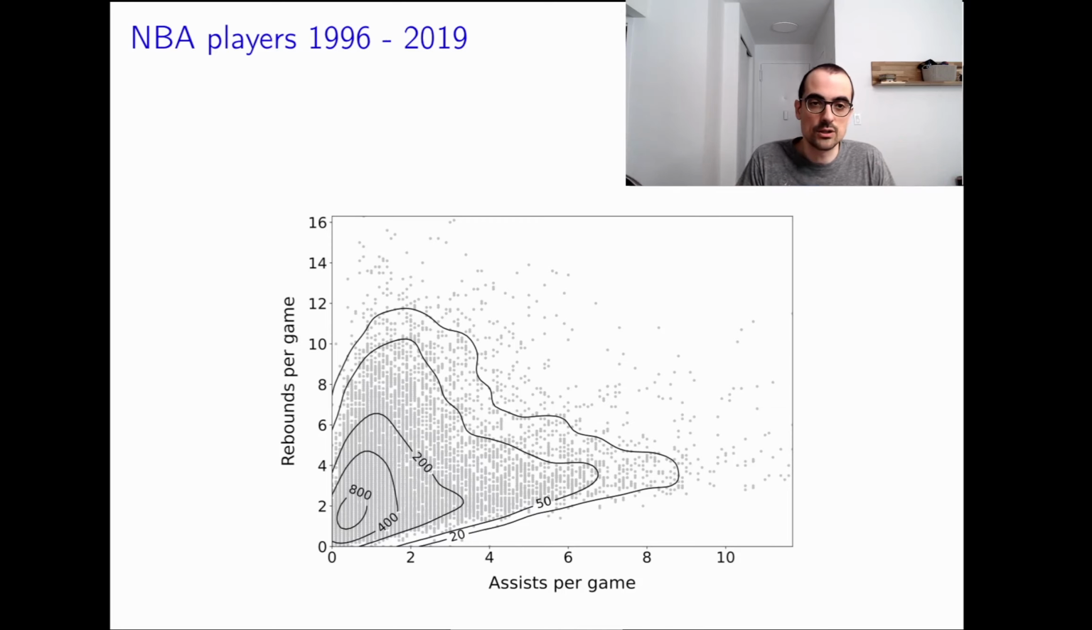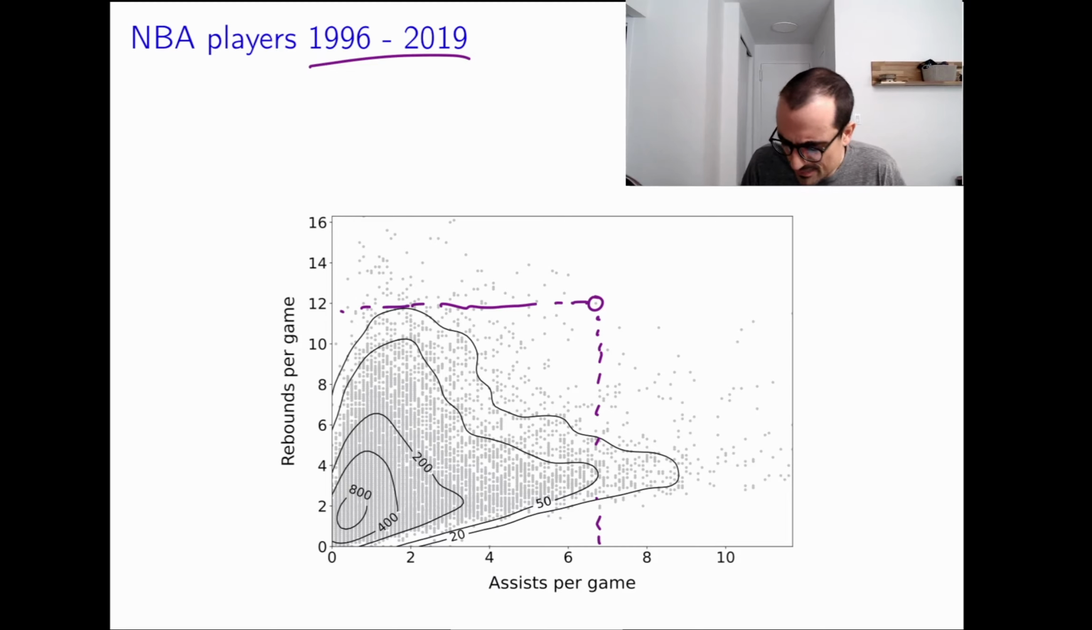So here I'm showing you data with 2 features. These are rebounds per game and assists per game for NBA players between 1996 and 2019. So a point here would indicate that this player had about 7 assists per game and like 11 rebounds. So this is a player that rebounded a lot and passed very well. Maybe Nikola Jokic or someone like that. Actually, Jokic would probably have even more assists.